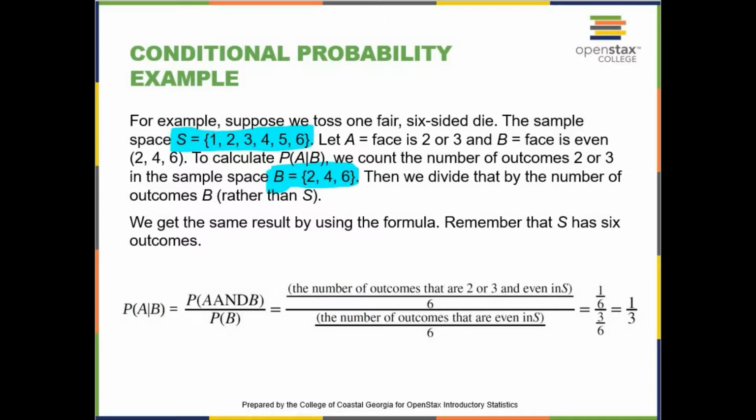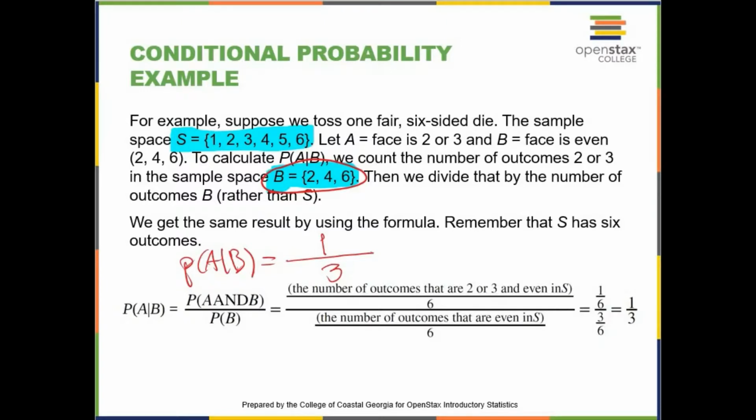So if we do that, you're going to get the probability of A given B is equal to, so now we restrict ourselves to the new sample space. What is the probability that we're going to get 2 or 3 if we are given that we're selecting from even numbers? So here are the even numbers. How many even numbers do we have? We have 3 even numbers. How many of these even numbers are 2 or 3? Only 1. So the probability of A given B is 1/3.